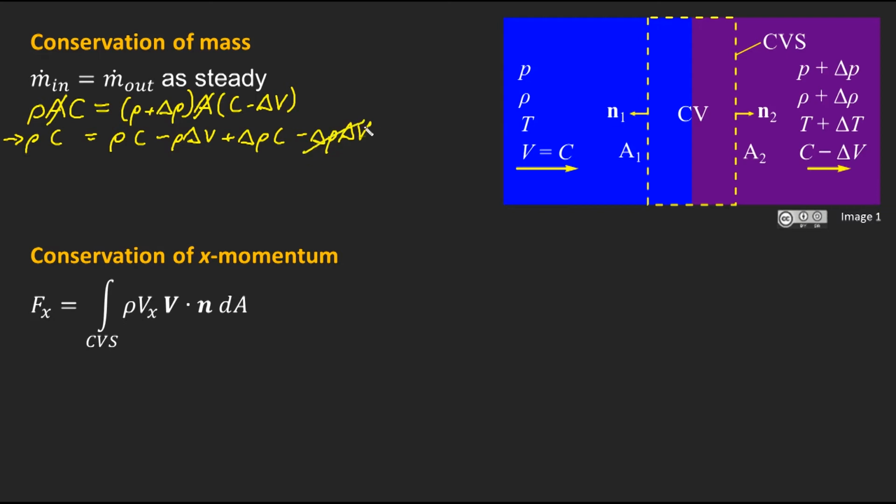After cancelling the ρc terms that appear on both sides, we're left with 0 is equal to minus ρ delta v plus delta ρc, which we can rearrange to obtain delta v is equal to c times delta ρ on ρ. Let's label this expression 1.